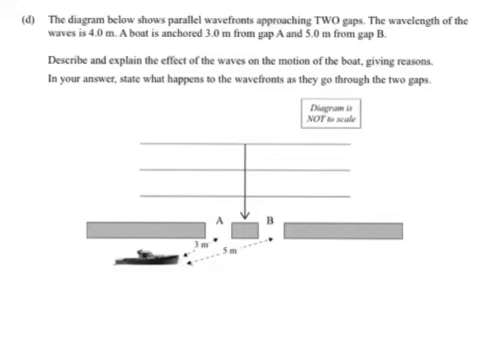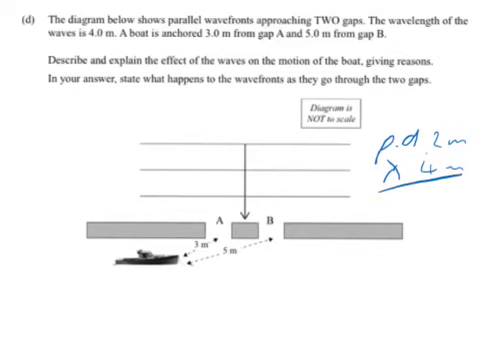So in this question we have waves going through two gaps, now in our classic two-point source interference example. The boat is anchored 3 meters from point A and 5 meters from point B. So we're expected to look at the path difference there, which is 2 meters, and we need to compare that to the wavelength of the waves, which is 4 meters. So this is not a whole number of wavelengths out, this is an odd number of half wavelengths out.